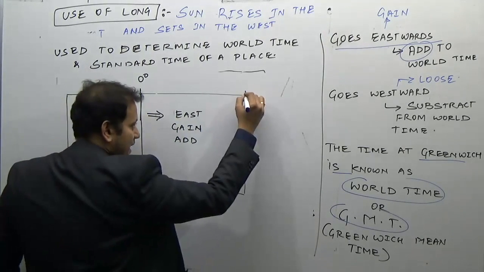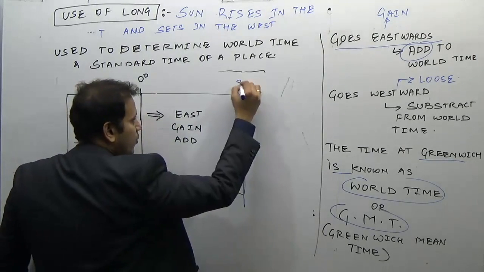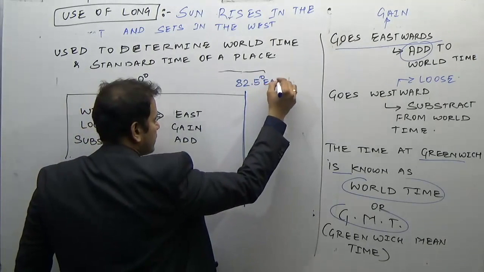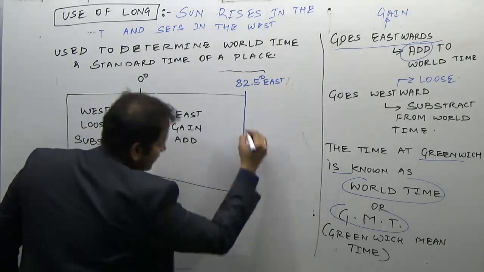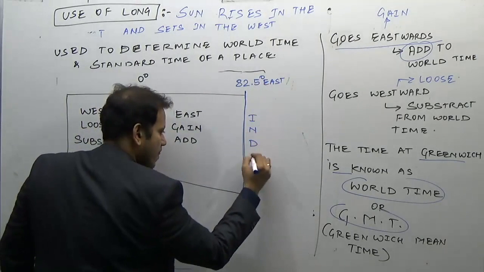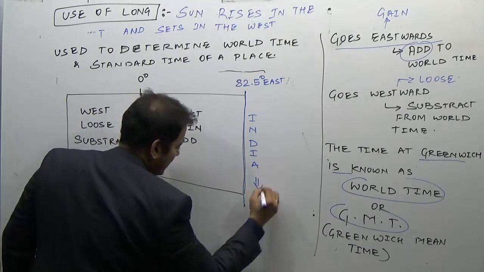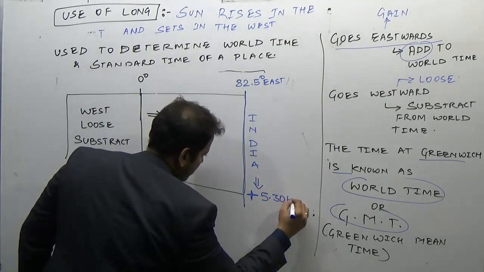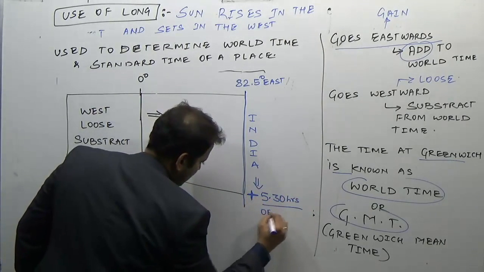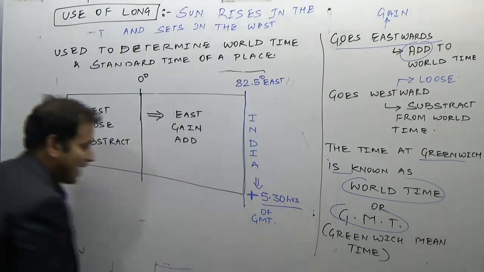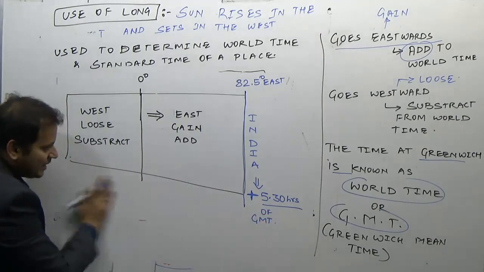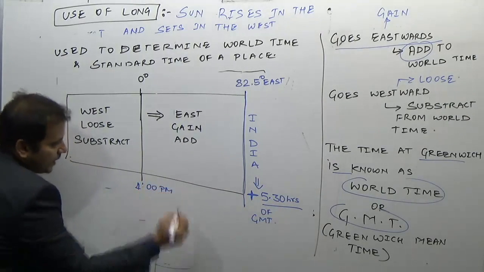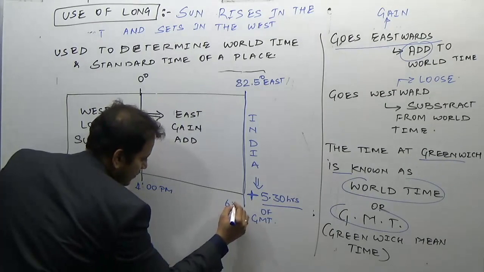Now, because India is located on 82.5 degrees east, therefore our standard time is GMT plus 5.5 hours. That means if it is 1 o'clock at GMT, 1 p.m., India will have a time of 6:30 p.m.